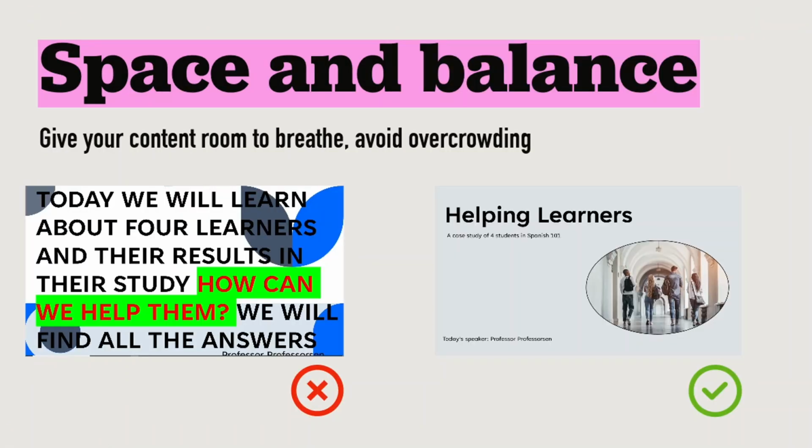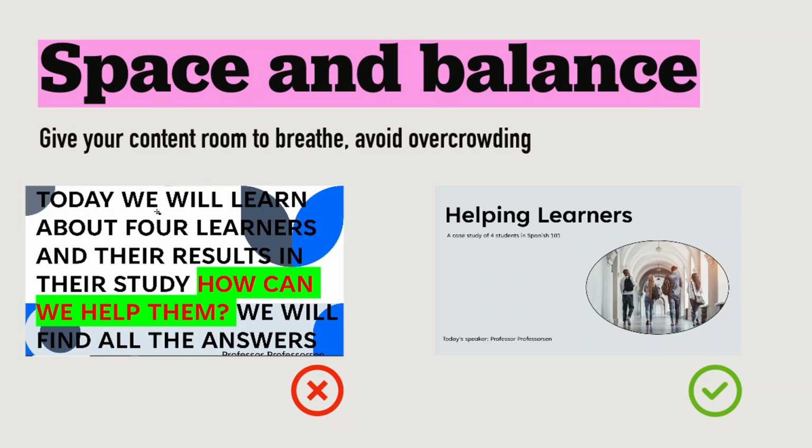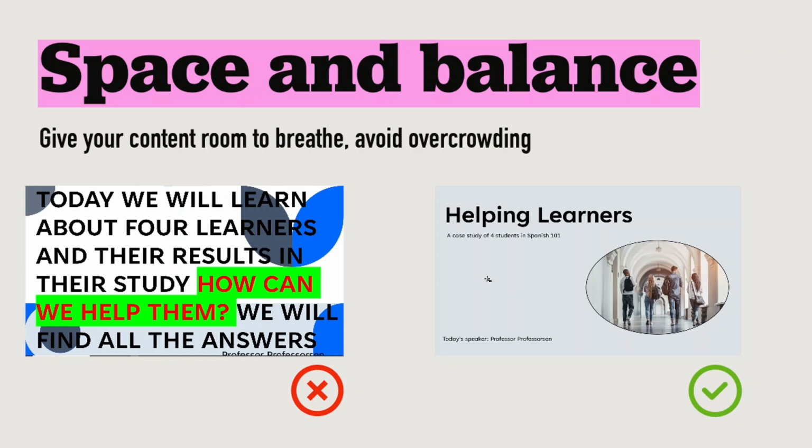The last one I want to talk about is space and balance, and that's about giving your content room to breathe and avoiding overcrowding it. If we look at this slide on the left here, it's kind of the same content as the one on the right, but this is overbearing. There's too much there. It's in all caps, and there's no room for us to breathe and process it. When we look at the one on the right, we've gone much more concise. We've given a clear heading, lots of space there so that we can actually take in the information, and we've paired up a bit of text with a nice image to help illustrate what this topic is.